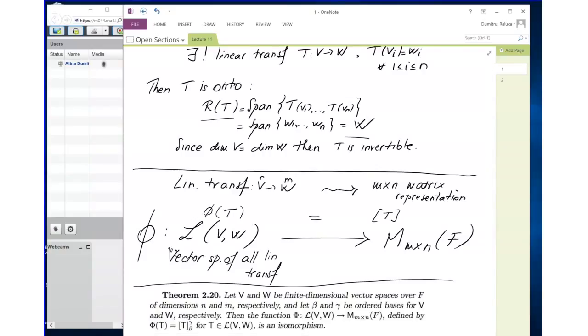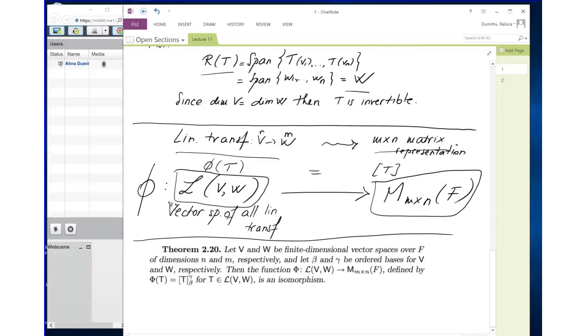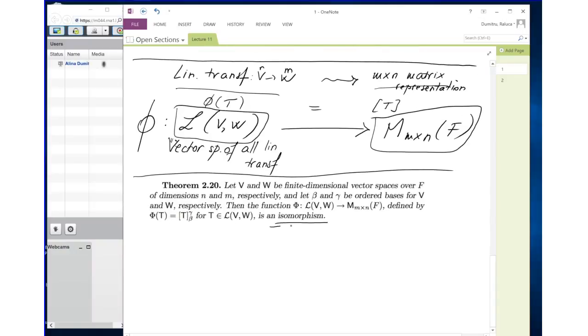A natural question, because we go between linear transformations and matrices: maybe this map is an isomorphism, right? Are linear transformations and matrices isomorphic? The answer is yes.